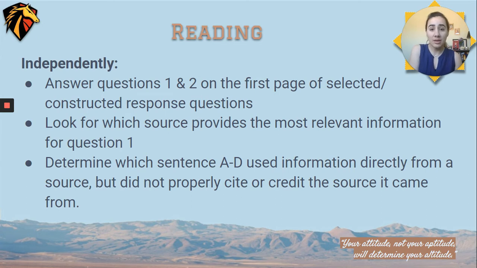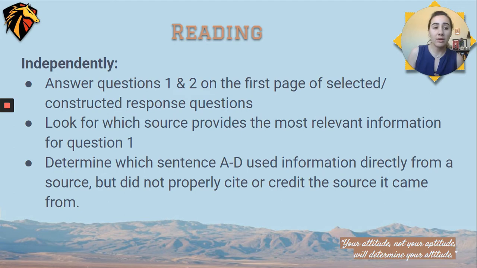So the first thing that you need to do, I can't really help you with it. You got to do this by yourself. So you're going to answer questions 1 and 2 on the first page of the selected/constructed response questions. For the first question, you're looking for which source provides the most relevant information for the situation that is provided. Which source had the best and most relevant facts?